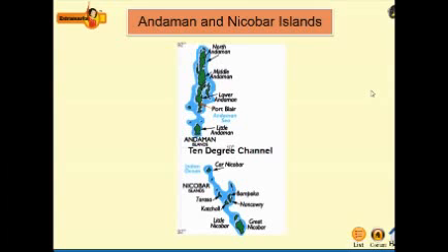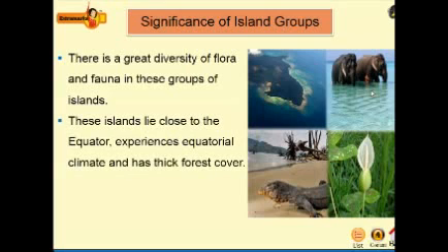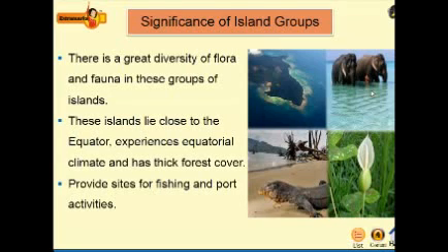It is 10 degrees from Chennai. The significance of island groups: there is a great diversity of flora and fauna in these groups of islands. These islands lie close to the equator. It experiences an equatorial climate and has thick forest cover. It also provides sites for fishing and port activity.